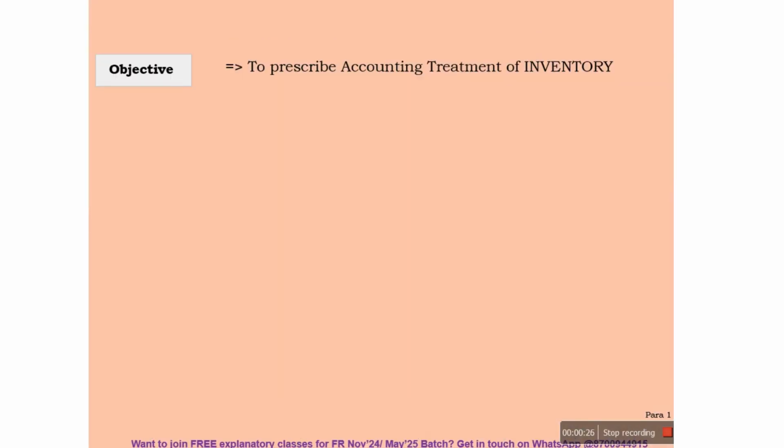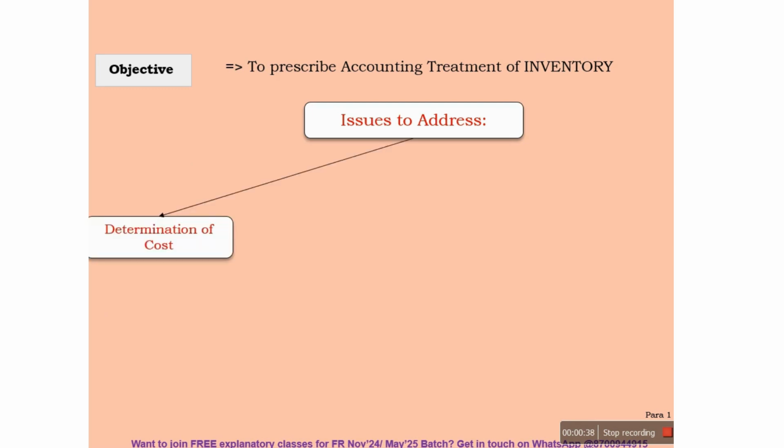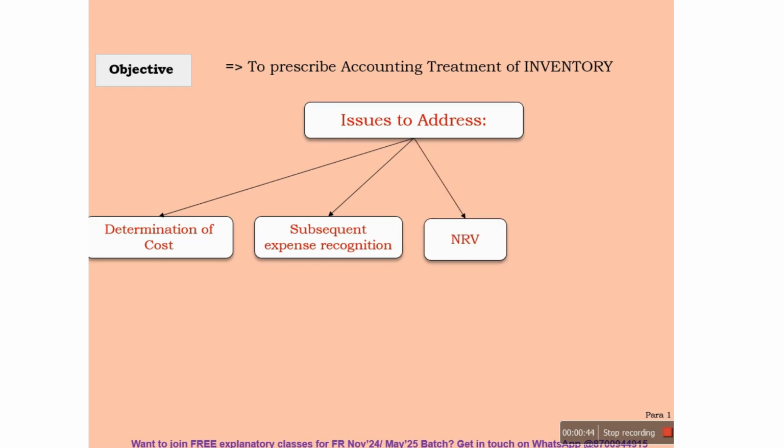The objective of this IND AS 2 is to prescribe the accounting treatment of inventory. When we do transactions related to inventory, we come across some issues: what is inventory, how the cost of inventory is to be determined, when the inventory is to be recognized as an expense in the financials, how the net realizable value of the inventory is to be calculated, and what cost formulas we need to use for valuation of inventories.